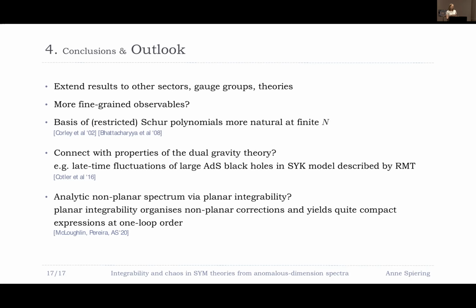And just as a first step, Tristan, Raoul, and I looked at the non-planar spectrum as a perturbation around the planar solvable theory. There, in this approach, the planar integrability really organizes the non-planar corrections for you, and we found quite compact expressions at one loop order. But yeah, I think I'll finish with this, and thank you.